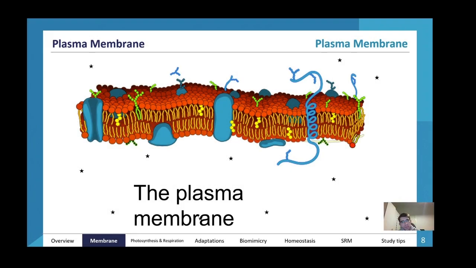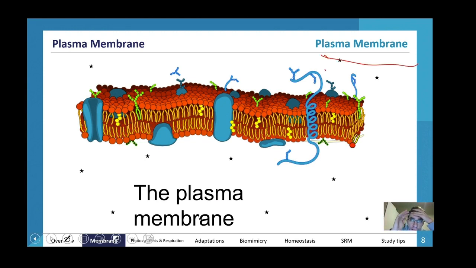Now, let's start with the plasma membrane. The plasma membrane is actually a really, really complicated one, because a lot of people get confused, rightfully so. The concept itself takes a bit of time to explain. That's why there is a lot when it comes to the plasma membrane.